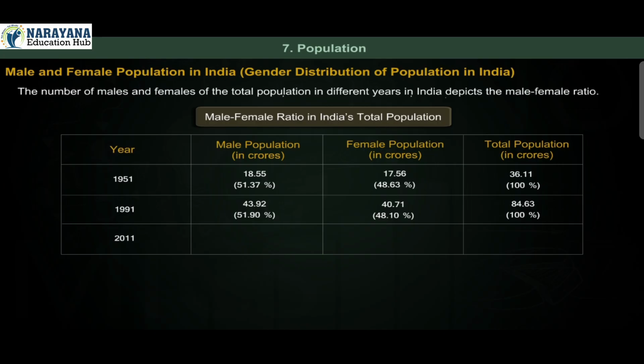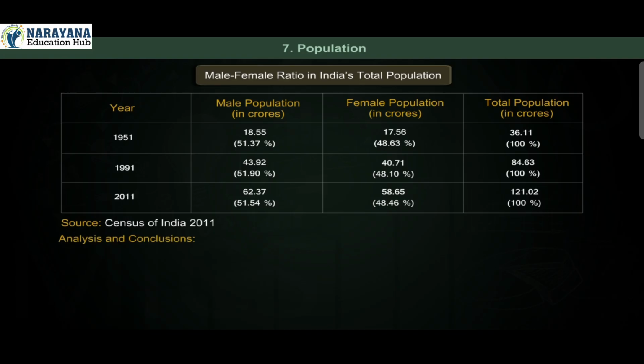In year 2011, male population is 62.37 crores, that is 51.54%. Female population is 58.65 crores, that is 48.46%. Total population is 121.02 crores, that is 100%. Source: Census of India 2011.